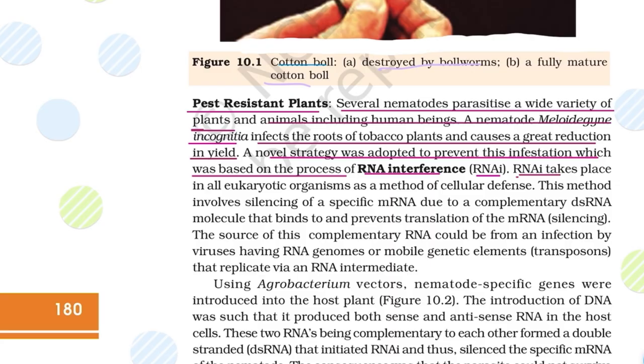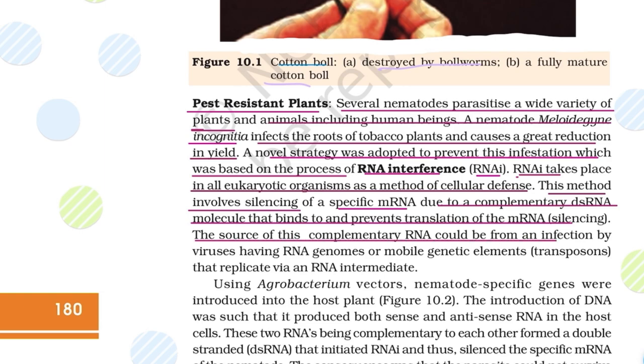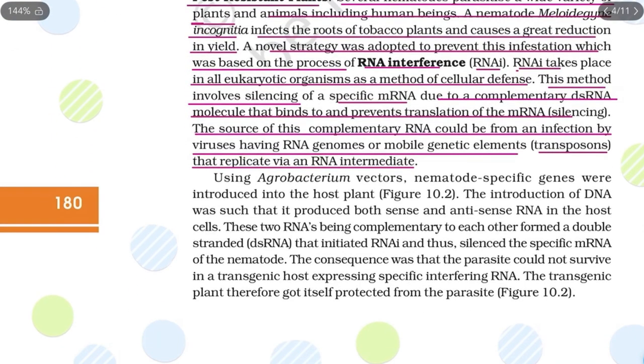RNAi takes place in all eukaryotic organisms as a method of cellular defense. This method involves silencing of a specific mRNA due to a complementary dsRNA, the molecule that binds to and prevents translation of the mRNA, causing silencing. The source of this complementary RNA could be from an infection by viruses having RNA genomes or mobile genetic elements, transposons, that replicate via an RNA intermediate.